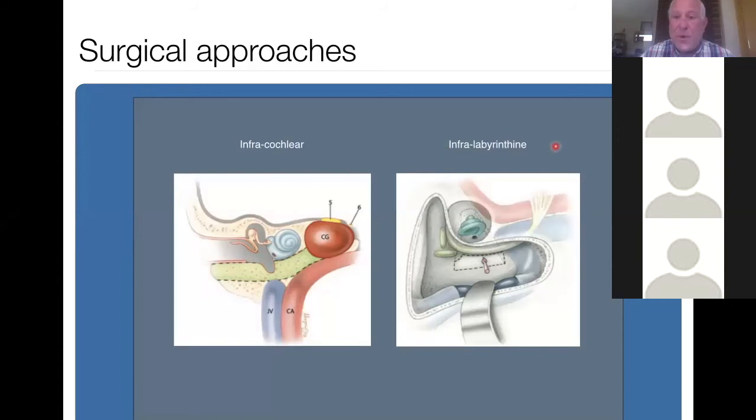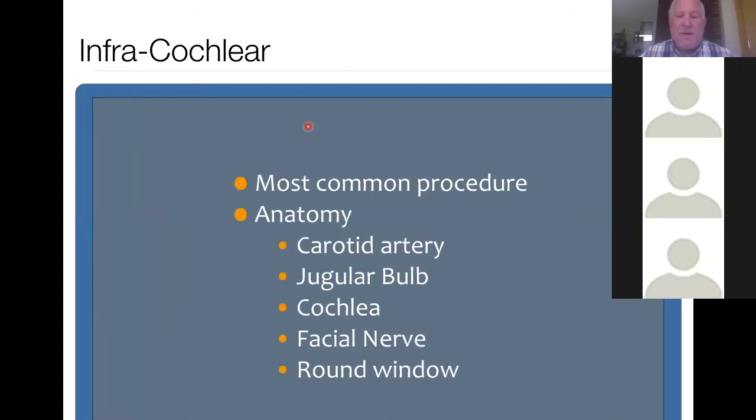The infra-labyrinthine is done through a mastoidectomy. We do a simple canal wall up mastoidectomy, and we identify the retrofacial air cell complex and surrounding anatomy, and we approach the Petrous Apex. This takes a little more drilling. This is usually not as much with the infra-cochlear, because we're much more anterior when we begin the surgery than we are with the infra-labyrinthine. And I'll show you this. So let's talk about the infra-cochlear.